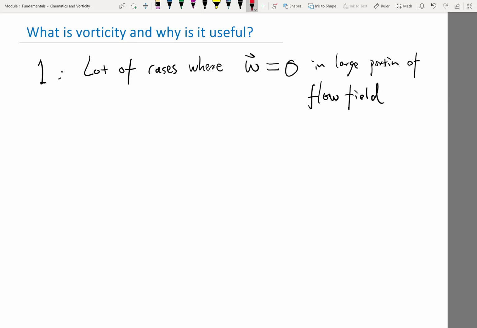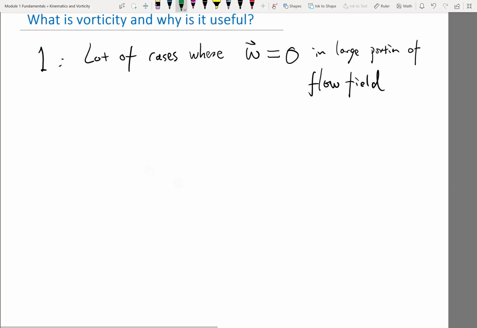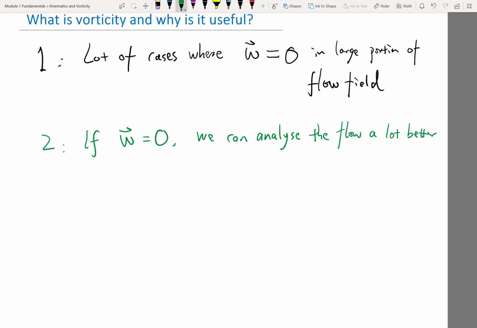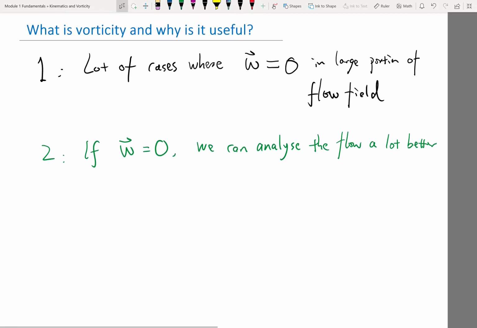And the complementary reason for that is if omega is 0, we can actually use a lot of tools. We can analyze the flow a lot better, I would say, a lot easier and a lot better. So let's first figure out why is there a lot of cases where omega is exactly equal to 0.